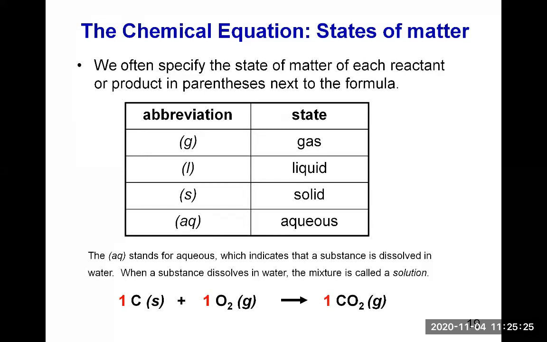So in the example we had earlier, where carbon was reacting with oxygen and making 1 molecule of carbon dioxide, if we complete that with the state of matter, then we would have S after the carbon to show it's solid carbon, plus oxygen gas, G for gas, gives the carbon dioxide molecule, which is also gaseous at room temperature.